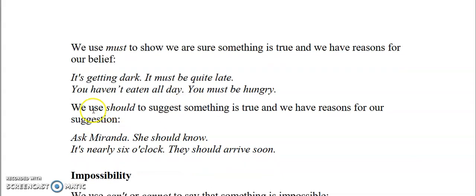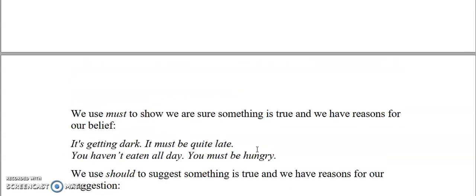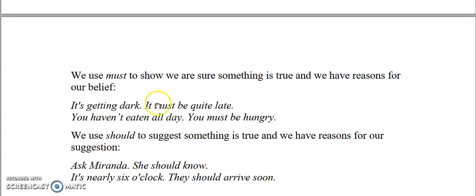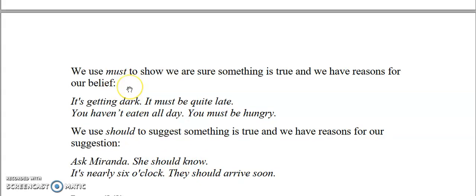We use should to suggest something is true and we have reasons for our suggestion. Ask Miranda. She should know. It's nearly 6 o'clock. They should arrive soon. So for certainty, I would use must. And alternatively, I may use should. But I advise you, if you're certain about what you're talking about, please use must.